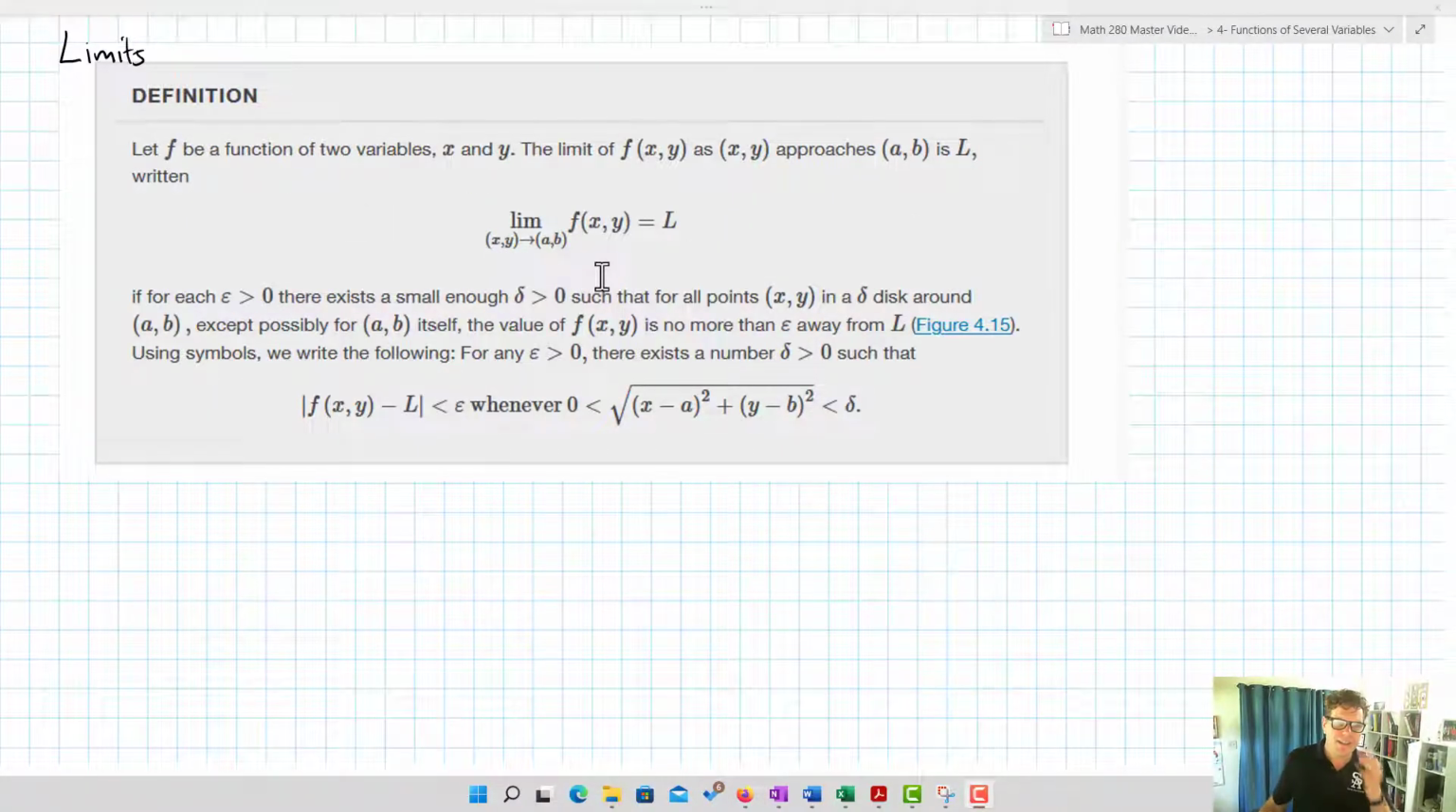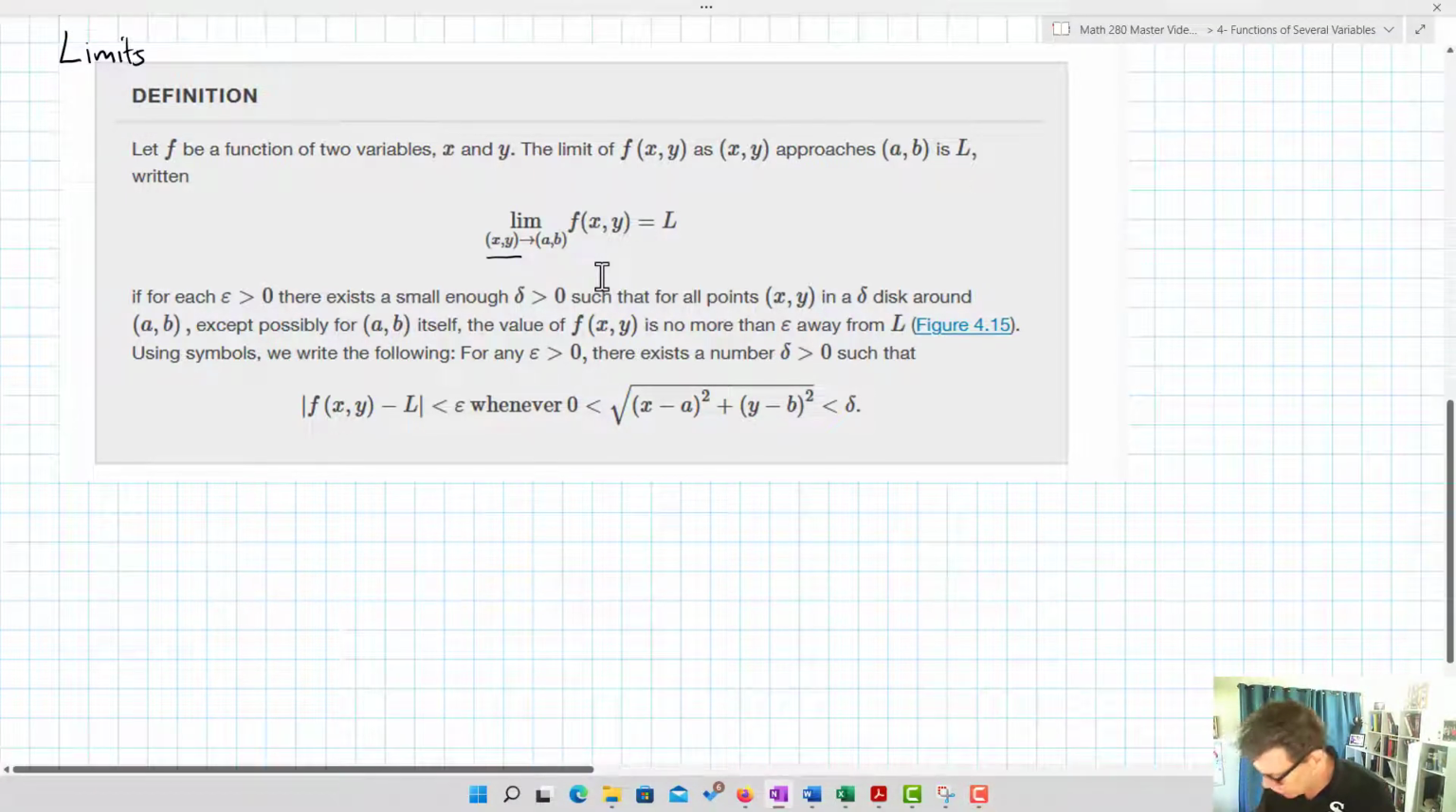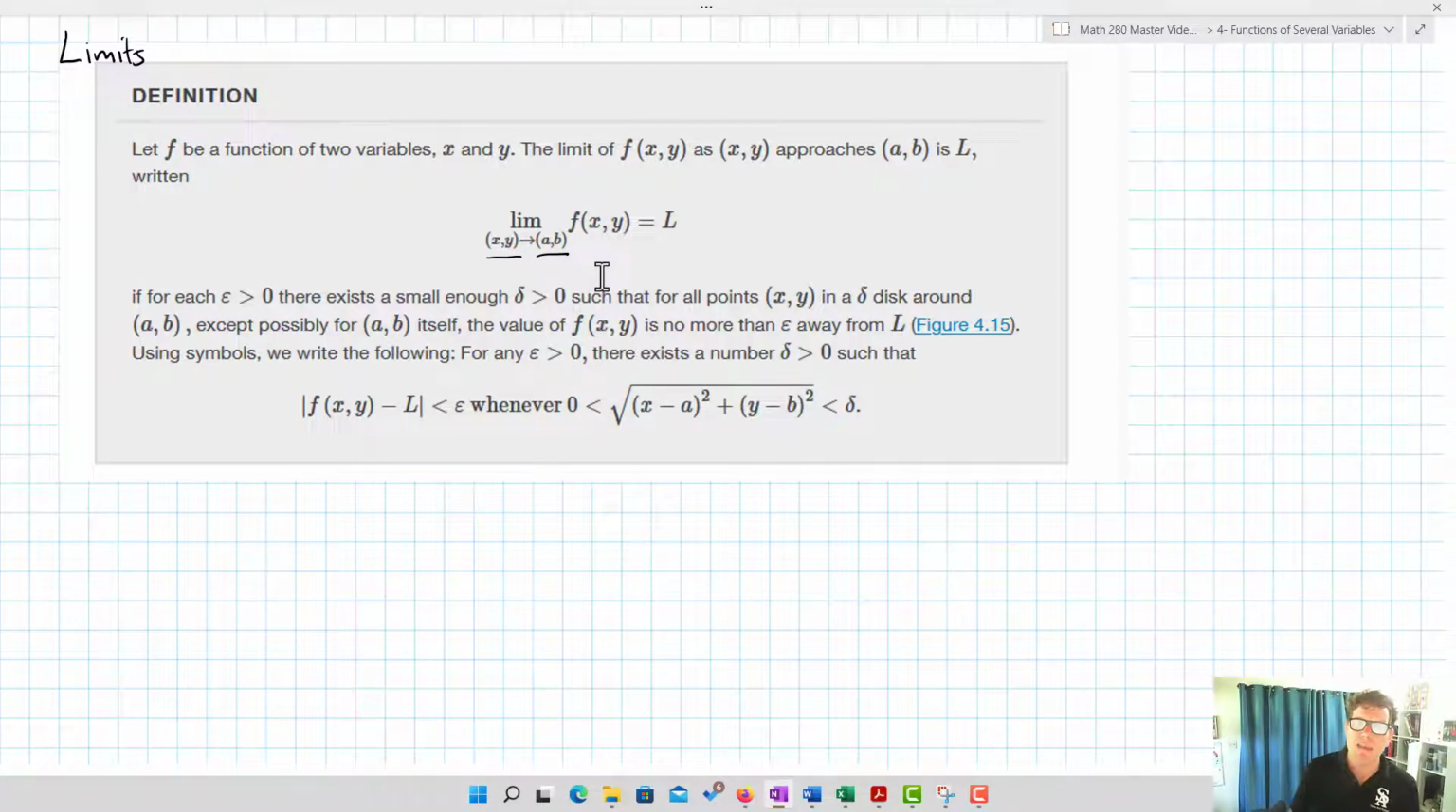Now what's next for us is to look at the definition of a limit. All right, so let f be a function of two variables, x and y. The limit of f(x, y) as (x, y) approaches (a, b) is L, and we write that as the limit as (x, y) approaches (a, b) of f(x, y) equals L, just like we did when we were doing limits before. But notice now we have the Cartesian pair, and we're going to that point (a, b), which is the center of our disk. So the point at which we're evaluating our limit is going to end up being the center of the disk.